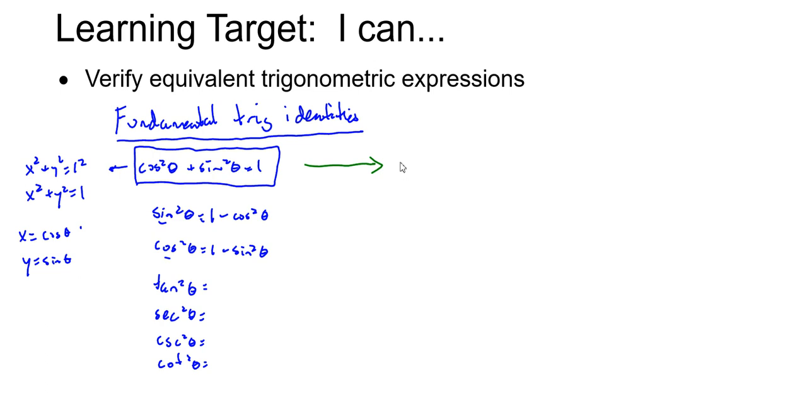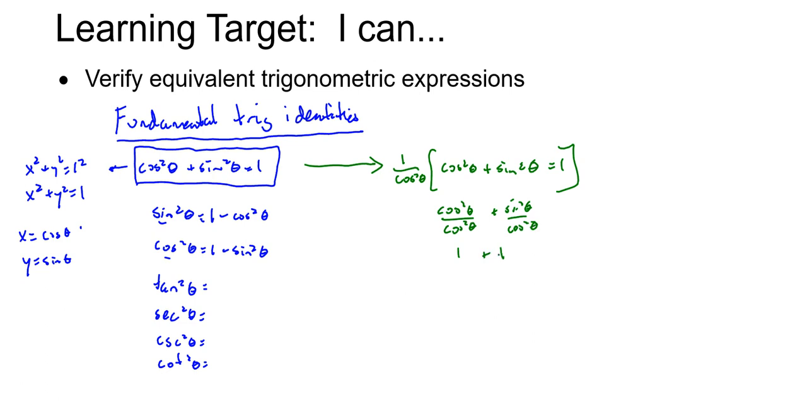Like, for example, let's say we divided everything by the cosine squared of theta. Well, if we divide through the fundamental trig identity with the cosine squared of theta, and I'm going to say that equals 1, we just distribute that through. What we'll have is cosine squared of theta over cosine squared of theta, which happens to be 1. We'll have sine squared of theta over cosine squared of theta, which we know is tangent squared of theta. And then we'll have 1 over cosine squared of theta, because we just read that all the way through, and that's going to equal secant squared of theta.